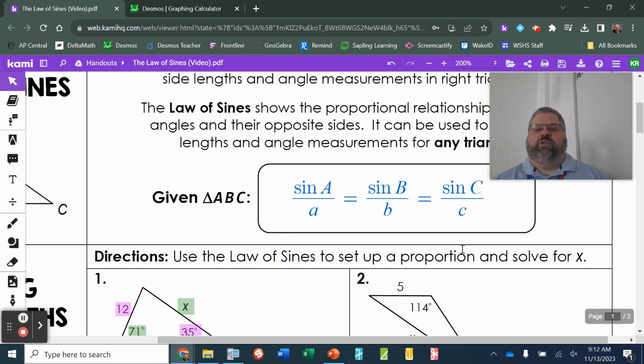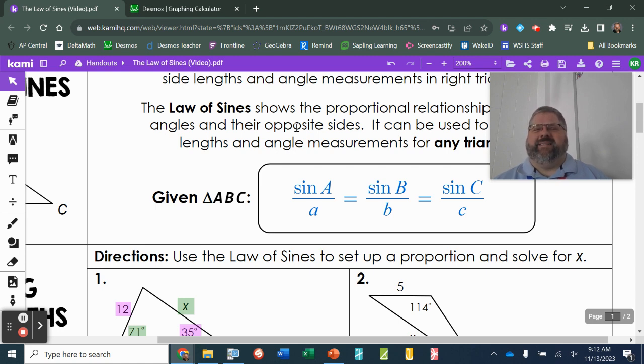All right, this video is to show you how to find a missing angle measure in a non-right triangle using the law of sines. In my previous video, I showed you how to find a missing side length in a non-right triangle using the law of sines. So real quick, we'll just review the law of sines.